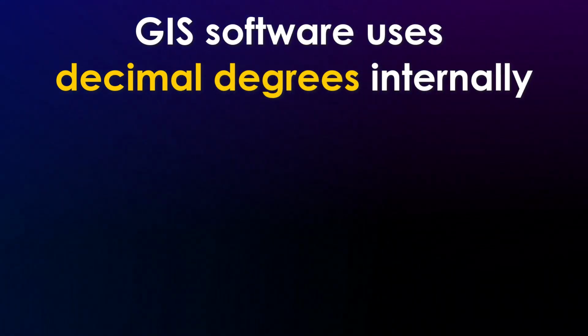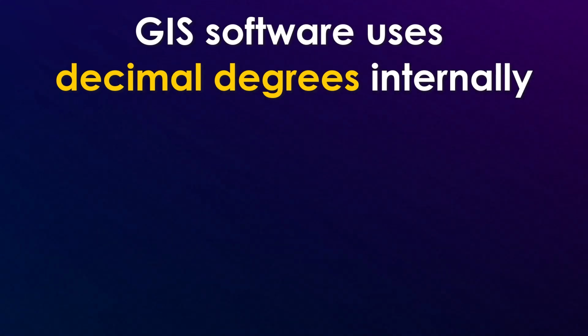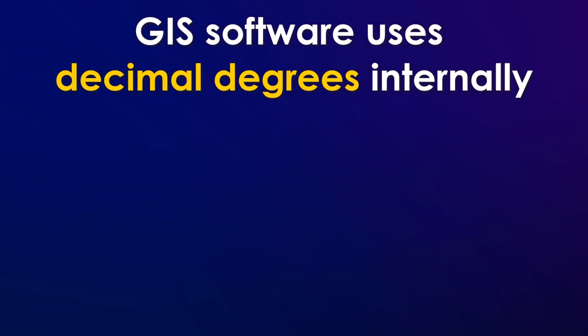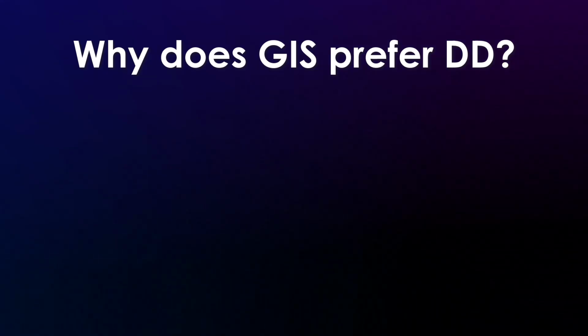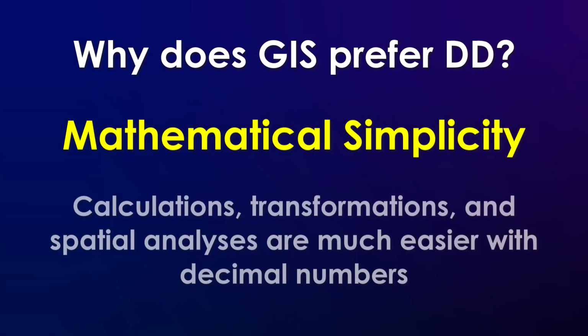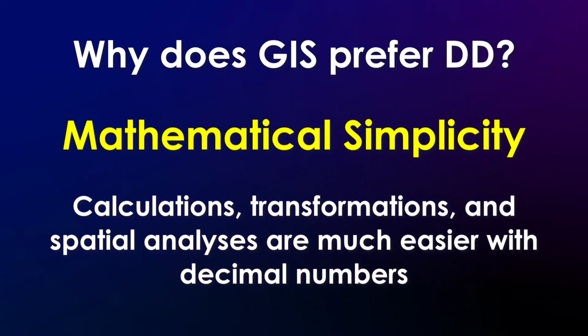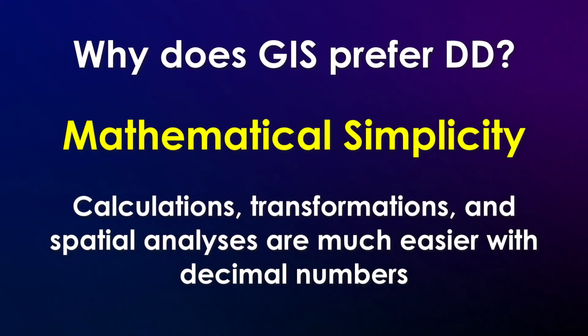In decimal degrees, only the degree symbol is used, no minutes or seconds symbols. GIS software uses decimal degrees internally, although coordinates can be displayed in either format. Why does GIS software prefer decimal degrees? There are several practical reasons. The first is mathematical simplicity. Calculations, transformations, and spatial analyses are much easier with decimal numbers than with the sexagesimal DMS system. Whether you're converting between coordinate systems or performing geometric operations, everything works more efficiently with decimals.